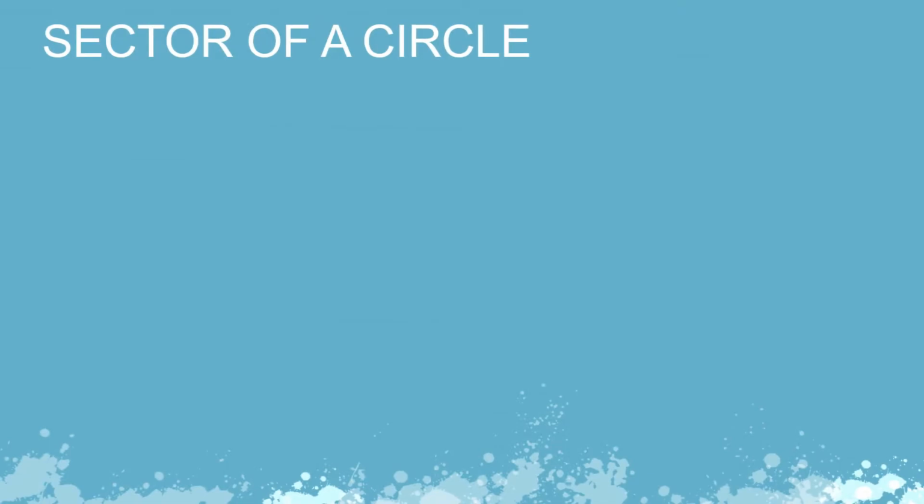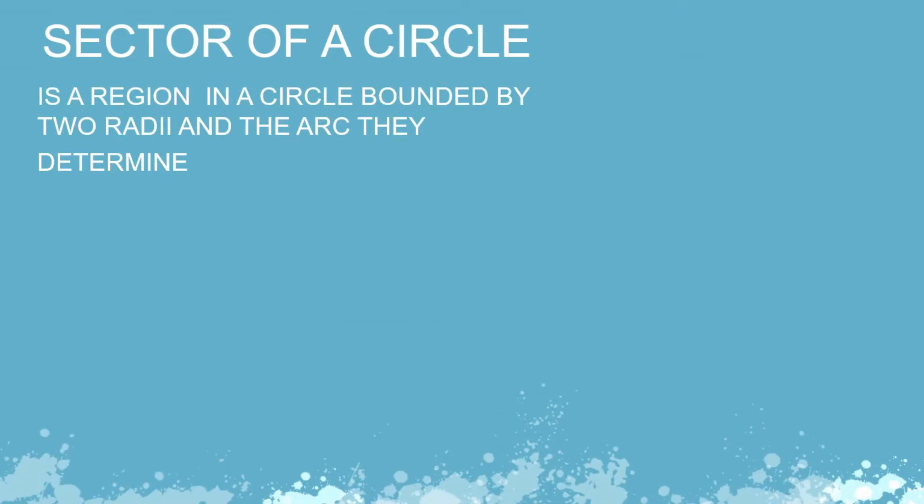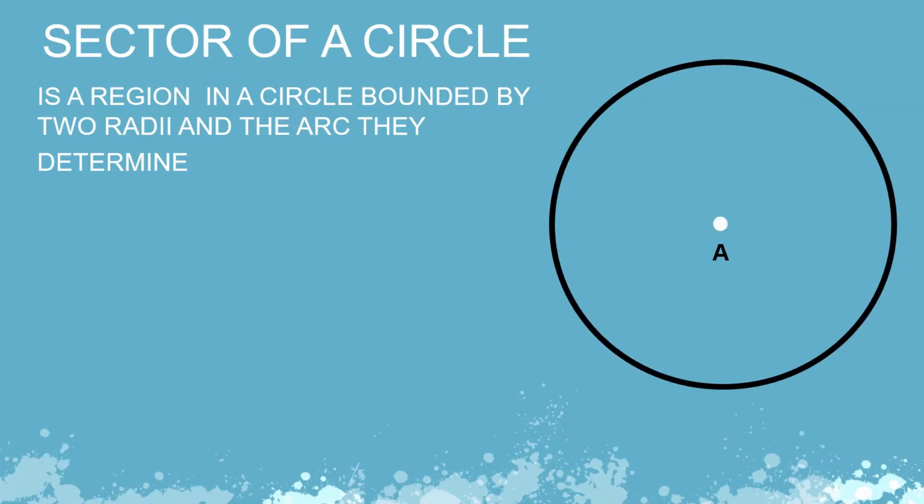The sector of a circle is a region in a circle bounded by two radii and the arc they determine. So if you have a circle, let's say circle A, and we have radius AB and radius AC, the region in this circle bounded by radius AB and radius AC is what you call the sector of the circle.